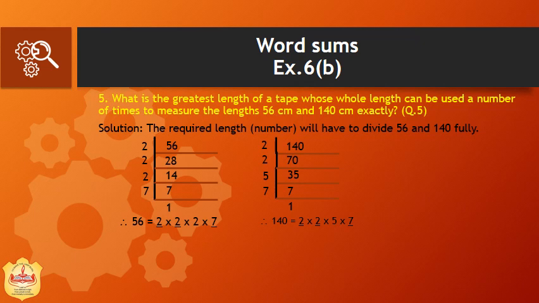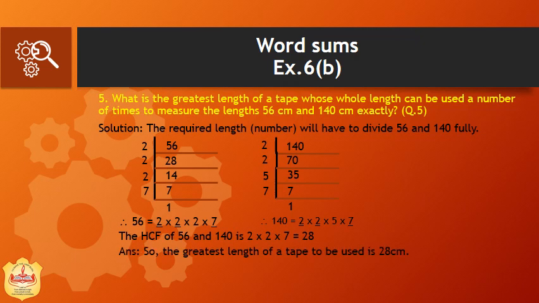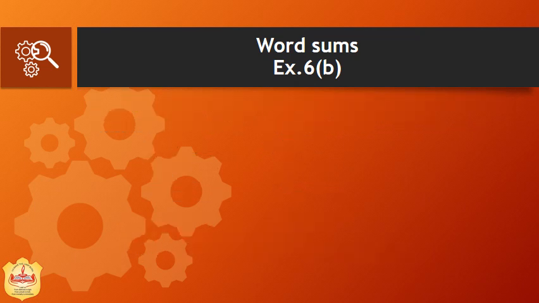So what are the common factors? It is 2 multiplied by 2 multiplied by 7. So children, the HCF of 56 and 140 is 2 multiplied by 2 multiplied by 7 is equal to 28. So the answer is the greatest length of a tape to be used is 28 centimeter. I hope you have understood this question.